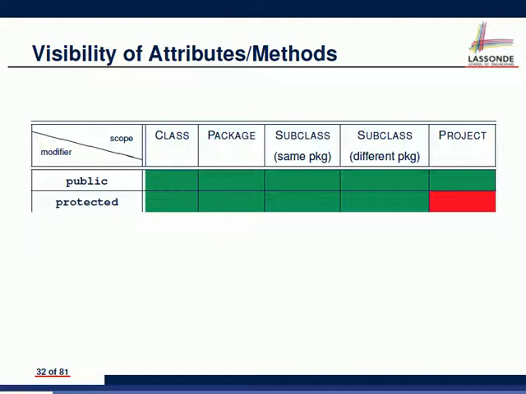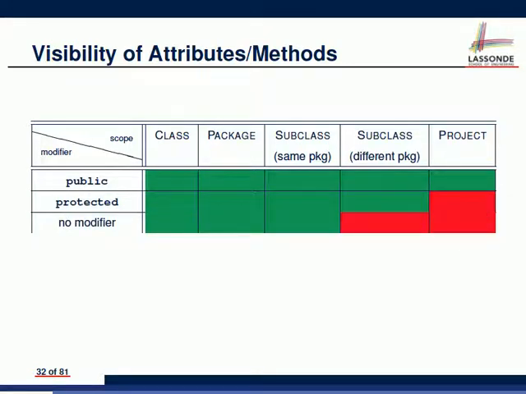Protected basically says that the attributes declared as protected are visible to the current class, to the same package, including the subclasses in the same package, and also to subclasses that are not in the same package. But for any other thing in the project, it's not visible. Okay? You should really download the source code and see. I did create an example for you to try.